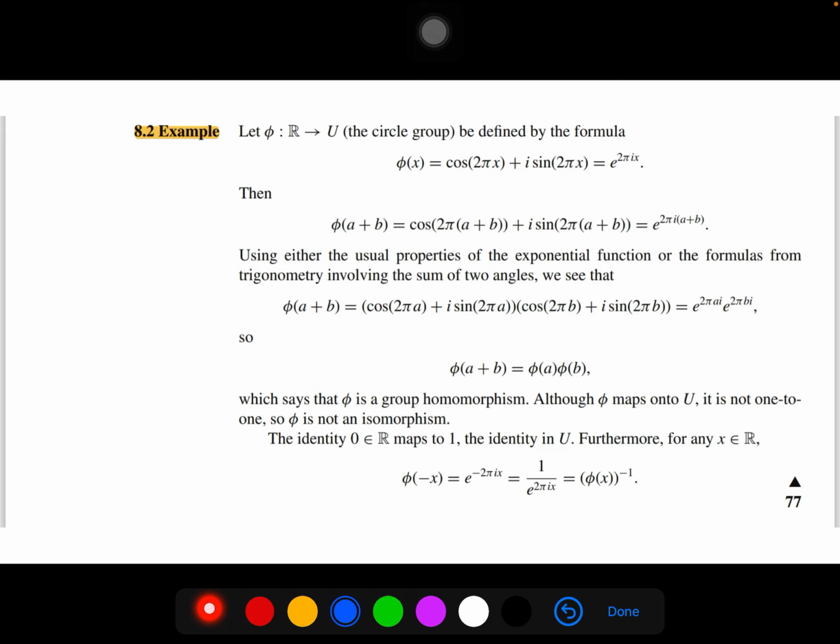So consider a mapping from the group of real numbers into the circle group. Recall that by now you should be comfortable with the list of groups that we have had so far. When we say the real number group, we need to know that this is an additive group. Additive group means the binary operation is addition, the identity is 0, and the inverse of each element is the negative of that element.